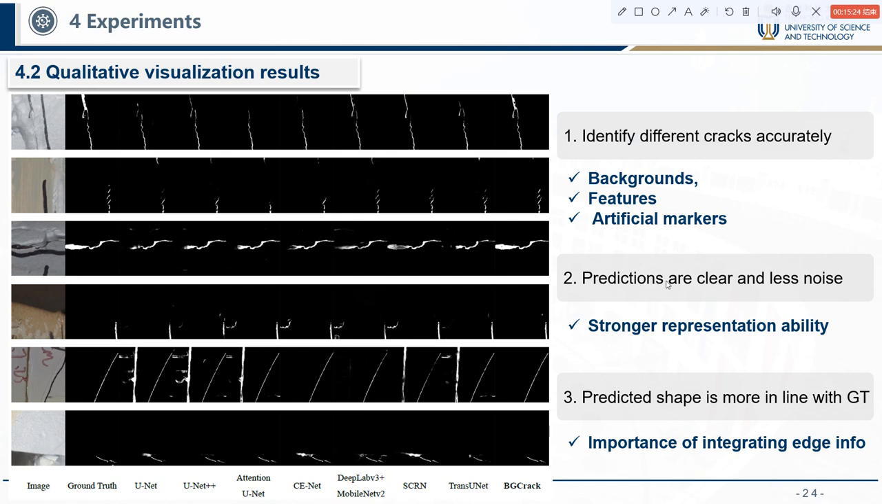And secondly, predictions are clear and have less noise. For example, in this image, UNet and UNet Plus have too much noise. However, for BGCrack, it has little noise. It shows our model has a stronger representation ability. And then, the predicted shape is more in line with ground truth. This shows the importance of integrating edge information. Our results are closer to the ground truth.